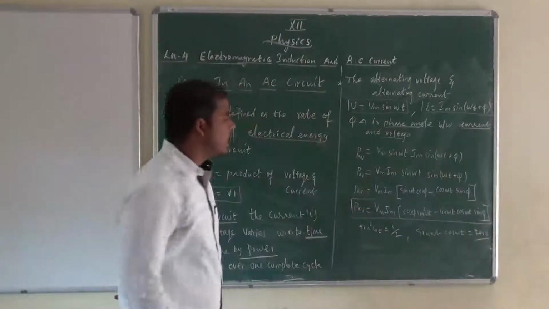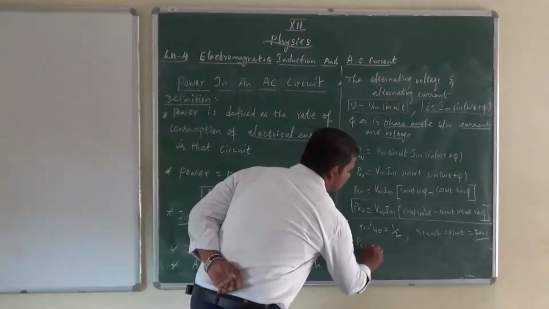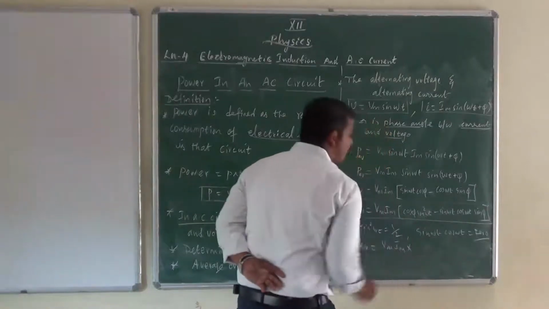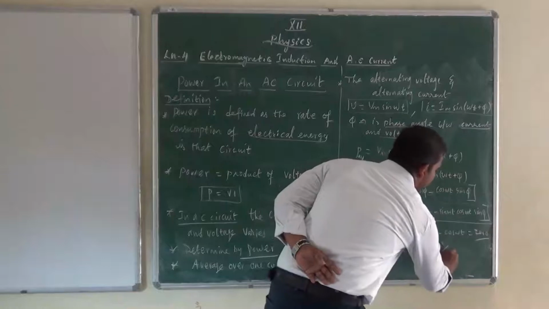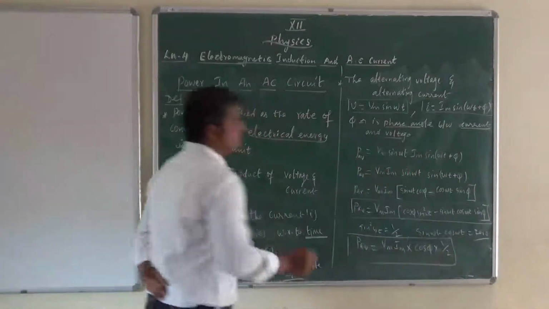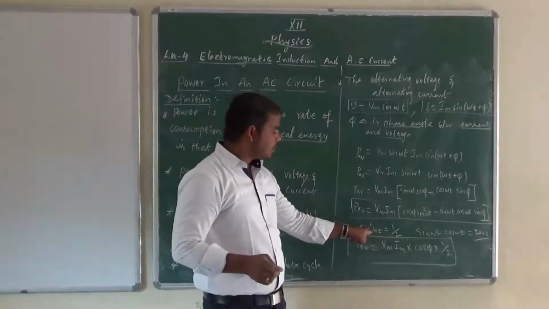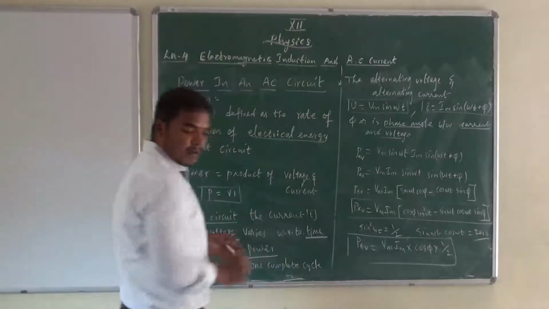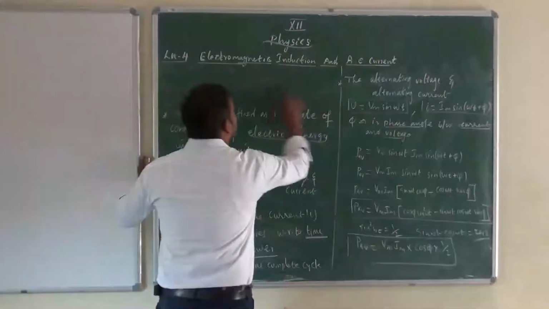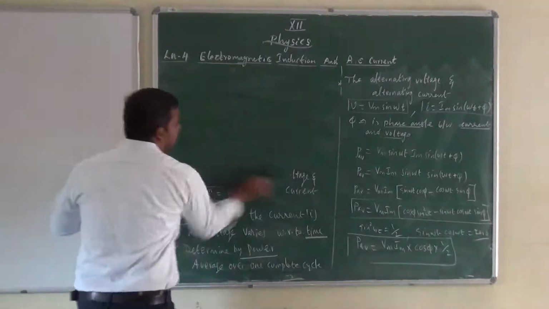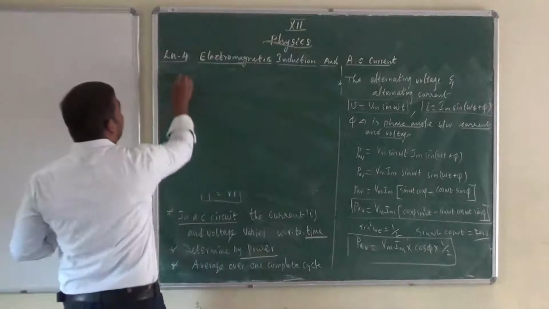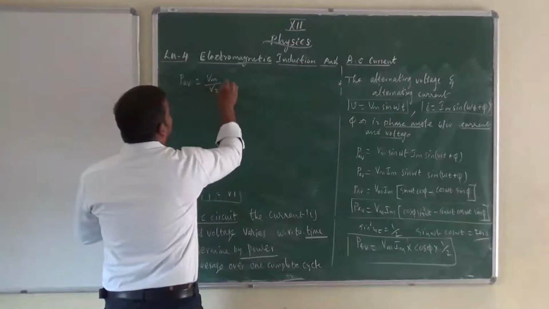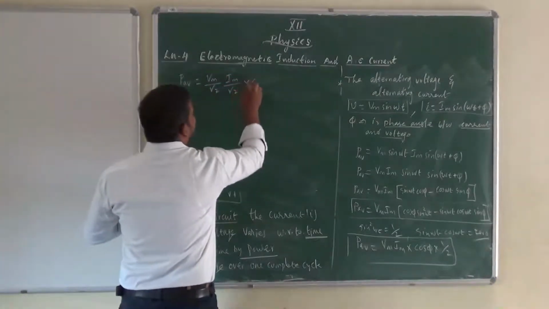If we substitute this condition in the equation, the average power equals Vm Im cos phi into 1 by 2. Got it? How did we get this equation? We substituted these conditions in the above equation. Next, we write the equation again in another form. How to write? See, average power P_AV equal to Vm by root 2 into Im by root 2 into cos phi.